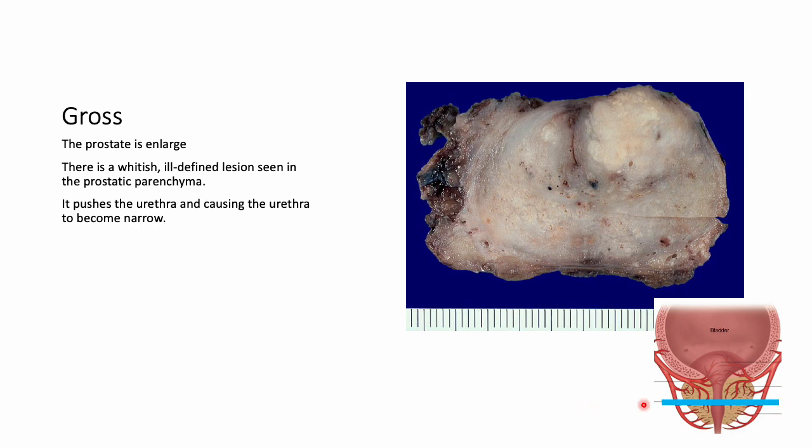You can see my laser pointer is here, right? At the center is the urethra. The slit-like opening here is the urethra. The rest is the prostate tissue, but you can see there's an ill-defined tumor over here, occupying the prostatic parenchyma. It pushes the urethra and causes the urethra to become narrow.